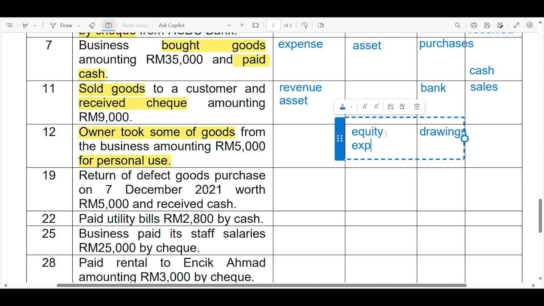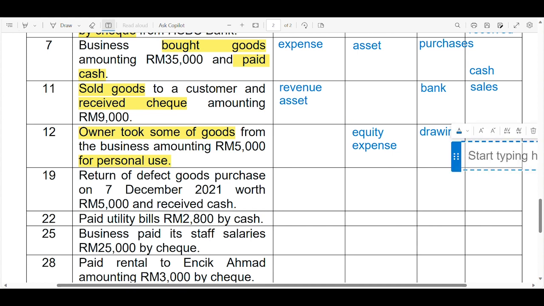Not only equity decrease, expense also decrease. Expense decrease, you credit expense account. Which expense account affected here? When the business purchases goods, the business records it in the purchase account. So when the owner took goods, you credit purchase account.